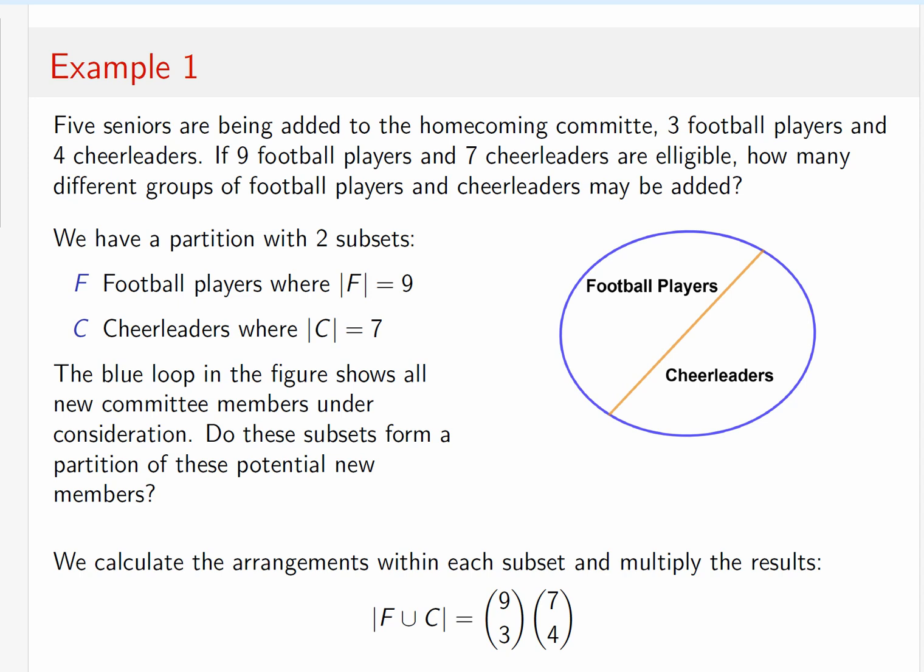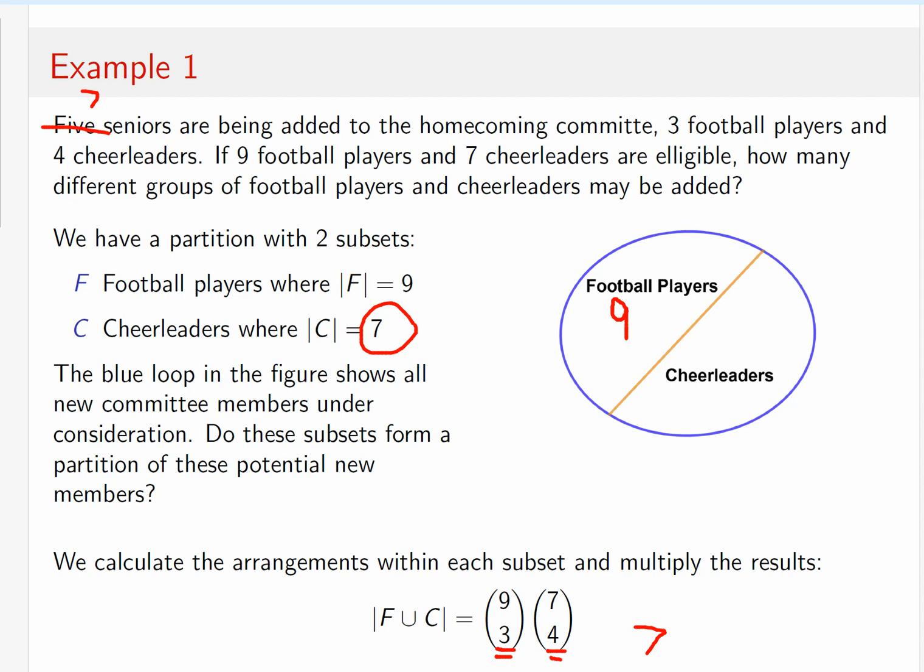Why? Because 9 choose 3. What is this saying? This is saying we're going into the football part of the partition where there are 9 items and we're choosing 3 of them. So the number being chosen from is on top, the number chosen is on bottom. So 9 choose 3 is from the 9 football players, choose 3 of them. And then we're going into the cheerleaders subset and choosing 4. So we've chosen 3 football players and 4 cheerleaders. So this needs to be 7, not 5, right? We're adding 3 football players and 3 cheerleaders.